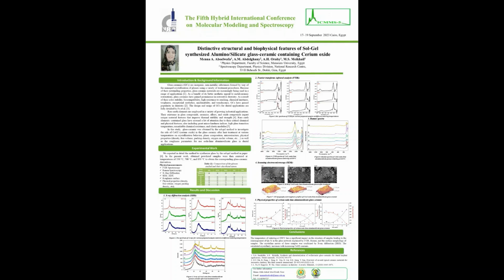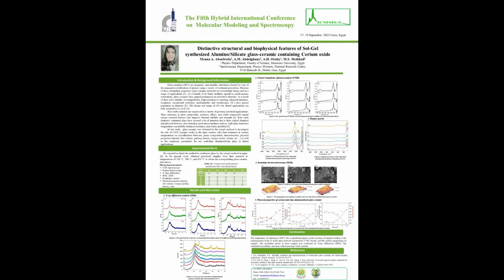First, what does glass ceramic mean? Glass ceramics are inorganic and non-metallic substances formed through the managed crystallization of glasses using a variety of treatment procedures. Because of their outstanding properties, glass ceramic materials are increasingly used in a range of applications. Rare earth elements are employed in a variety of growing industrial applications. Their existence in glass compounds and ceramics imparts unique material features that improve thermal stability and strength.